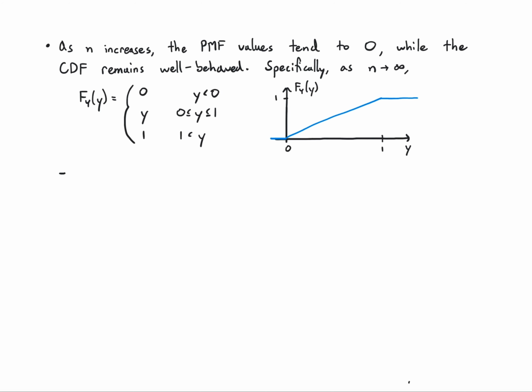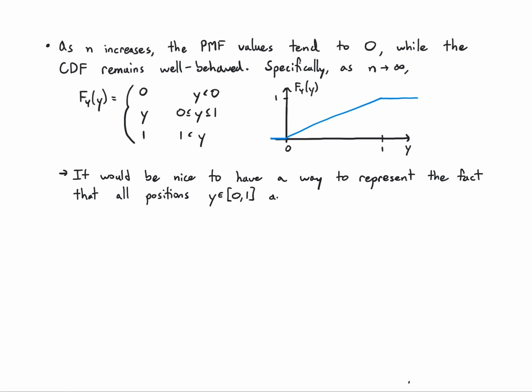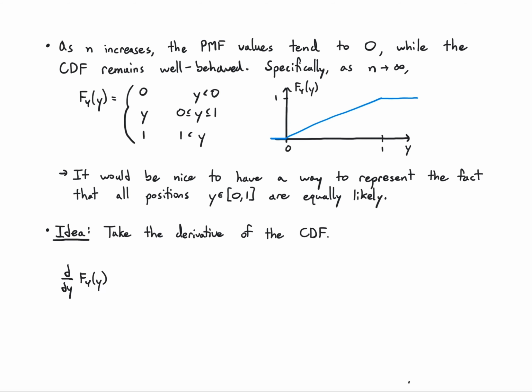So I actually have something that's going to work for me for these random variables that fall on intervals of the real line. But it would be really nice if I instead also had a way of representing the fact that all the positions between 0 and 1 are equally likely. And the idea that we have for that is just to take the derivative. Okay, if I take the derivative, I'm going to recover something that gives me that idea. So let's take the derivative.